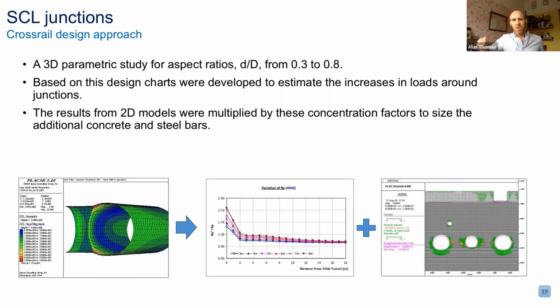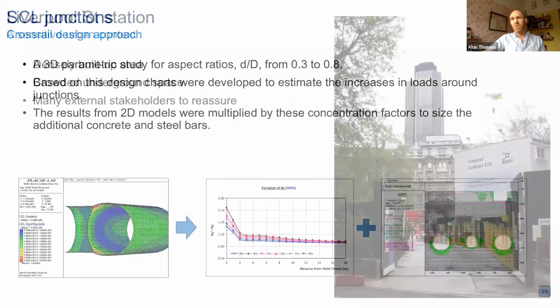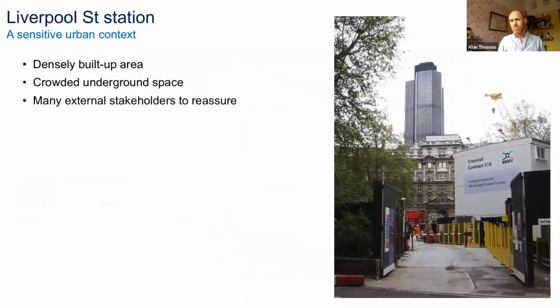So in general, we were not running 3D models for every single junction that we had, even though it's clearly a very three-dimensional case. So there's a question about how good that is as an approach, as an approximation. What we do know is it was very successful during construction.